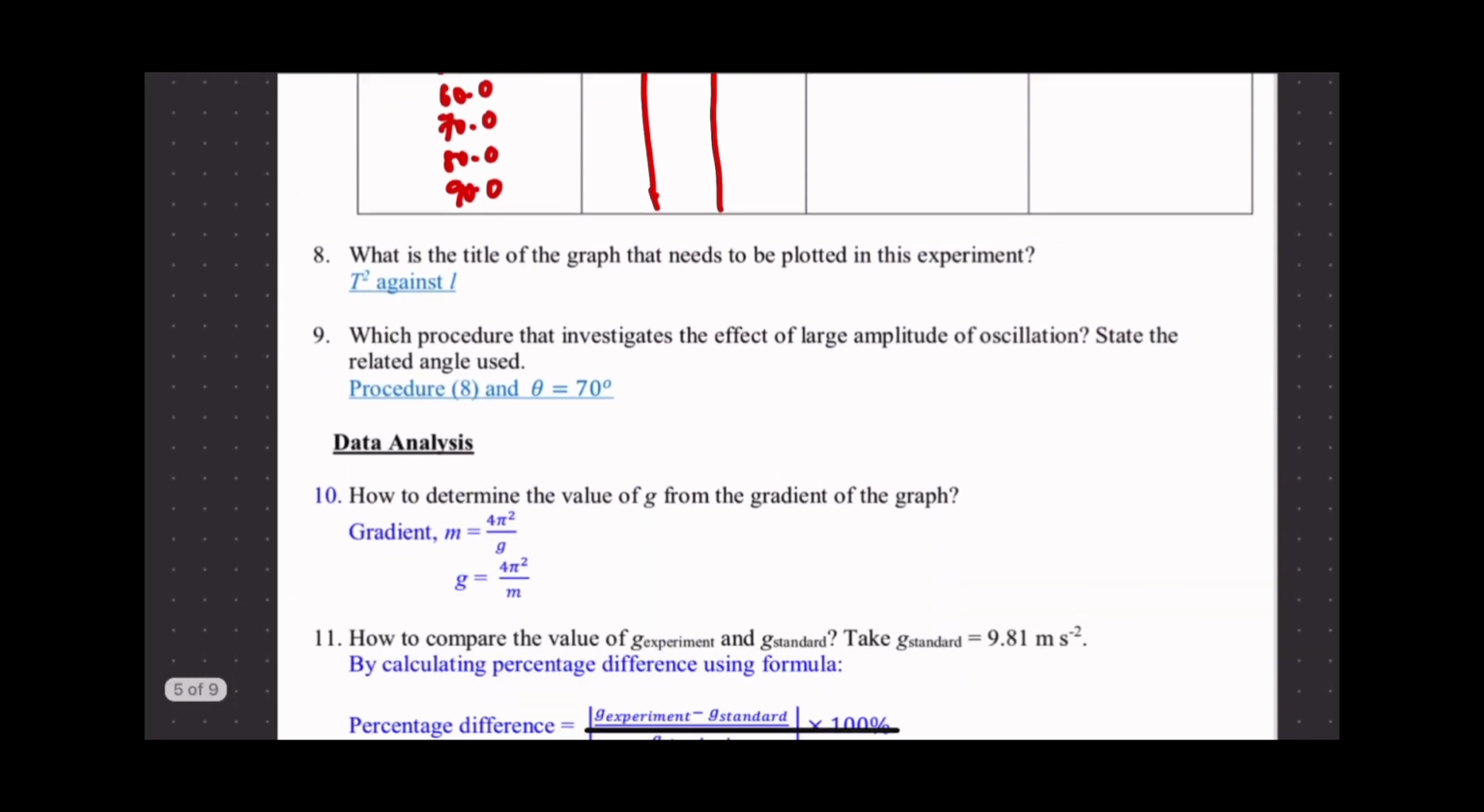Okay, what is the title of the graph? The graph is T squared against L. Which procedure investigates the effect of large amplitude of oscillation, stating the angle used? Procedure 8 in our lab manual, when you use theta equal to 70 degrees. With theta of 70 degrees, we investigate what happens to the oscillation if a large amplitude is used. Does damping oscillation occur, or simple harmonic motion?